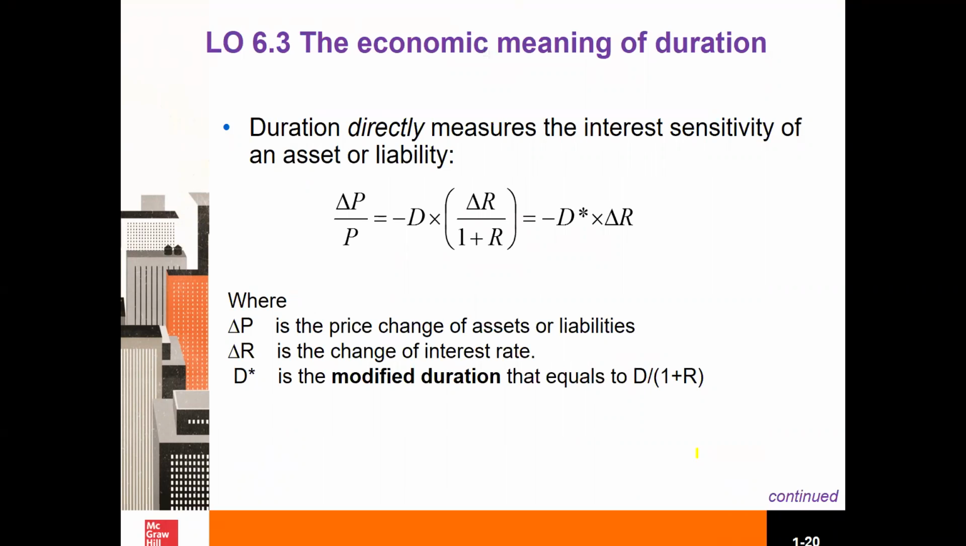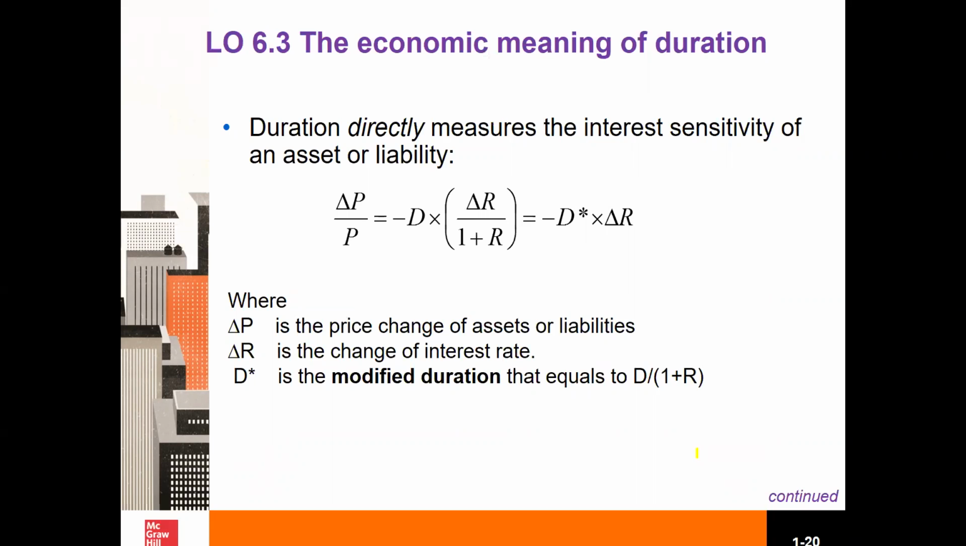So far, we have learned how we can calculate duration and the features of duration. Now we are ready to make the direct link between duration measured in years and the interest rate sensitivity of an asset or liability or of a financial institution's entire portfolio. In addition to being a measure of average life of cash flows of an asset and liability, duration is also a direct measure of the interest rate sensitivity or elasticity of an asset or liability.